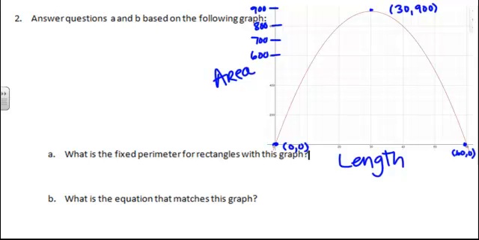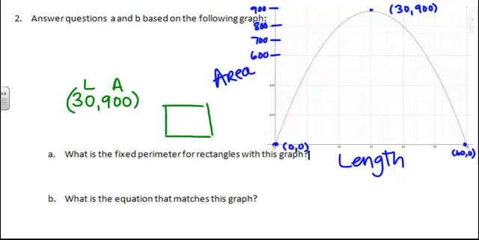So to do this, you could take any of the points on here and think about what that means. The very top one says 30, 900, which means if I have a length of 30, I have an area of 900. So draw yourself a rectangle. If I have 30 here, what does my other side, my width, have to be in order to get an area of 900? It has to be 30 also.